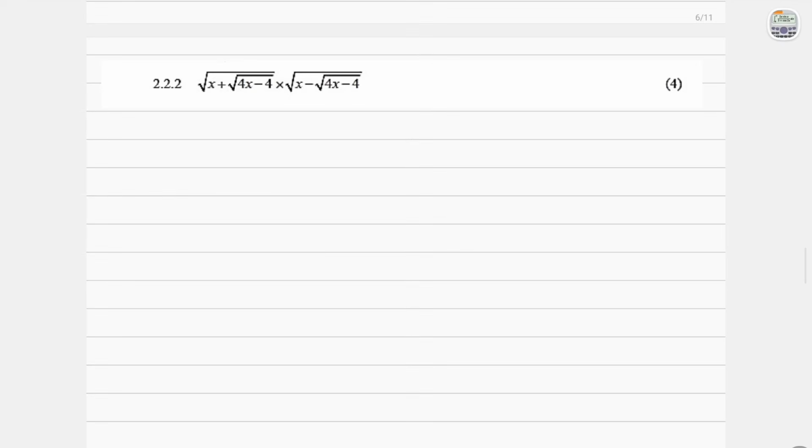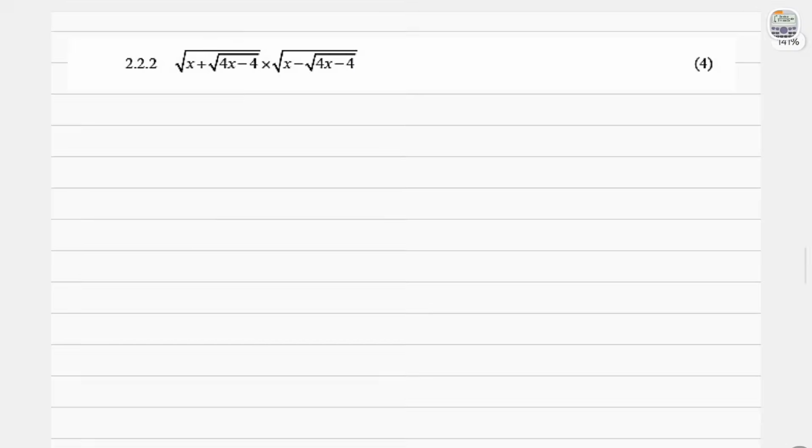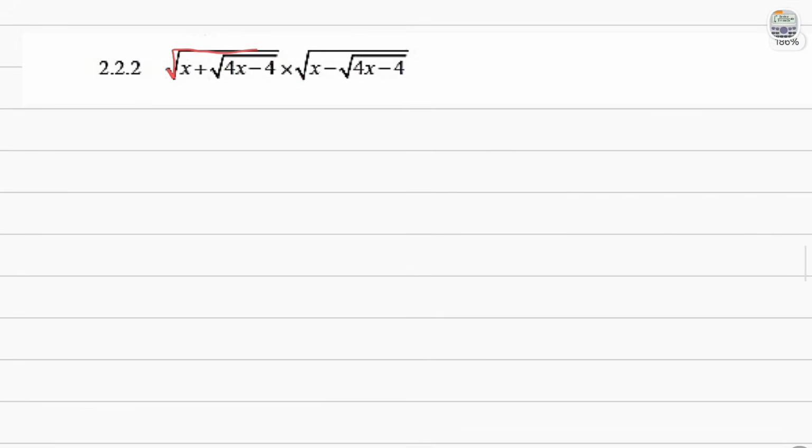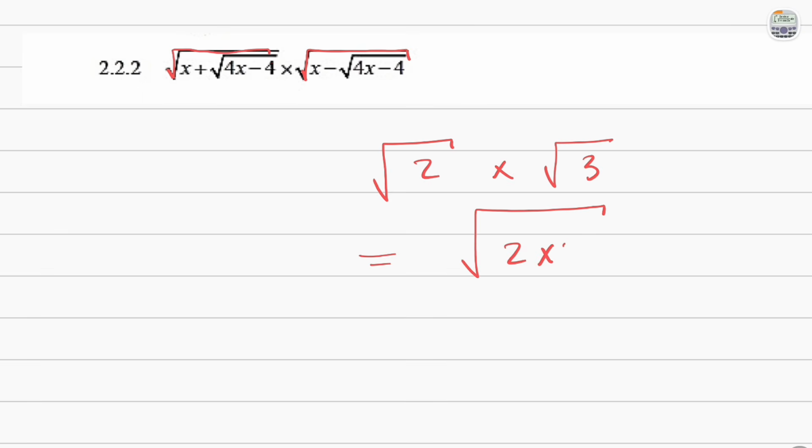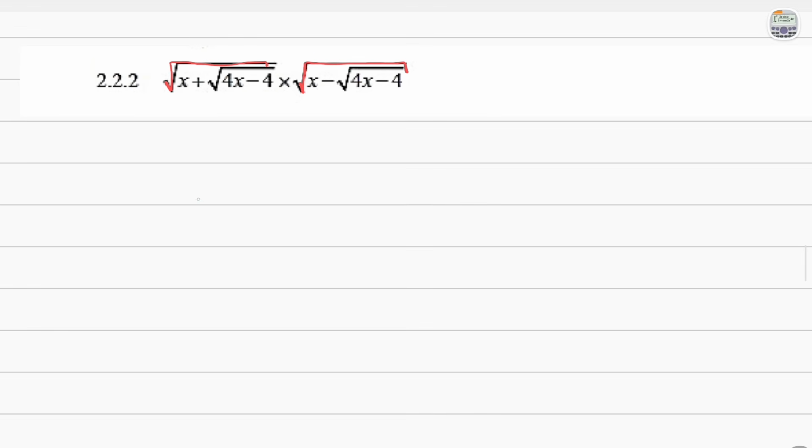Question 2.2.2 says we need to simplify this expression. Do you notice how we have a square root multiplied by a square root? If you say square root 2 times square root 3, you can actually write them under the same radical, so 2 times 3, because they're both square roots. In the same way, we can do the same thing here. We'll put this under the square root, and what was under the square root gets multiplied.